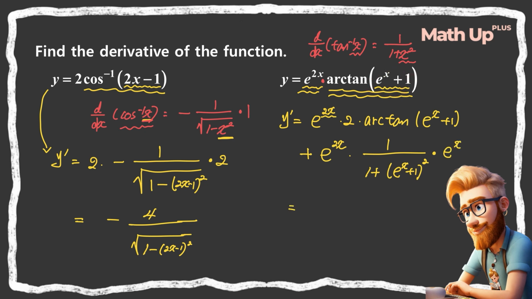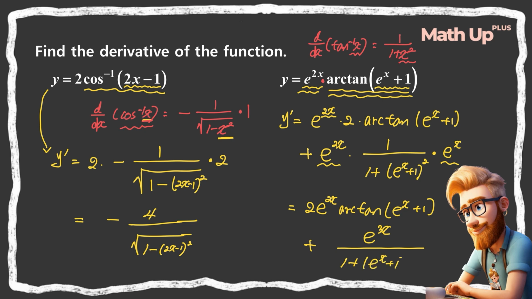So that's going to be equal to 2e to the 2x arctangent of e to the x plus 1, plus e to the 2x times e to the x, that's e to the 3x. So e to the 3x over 1 plus (e to the x plus 1) squared.